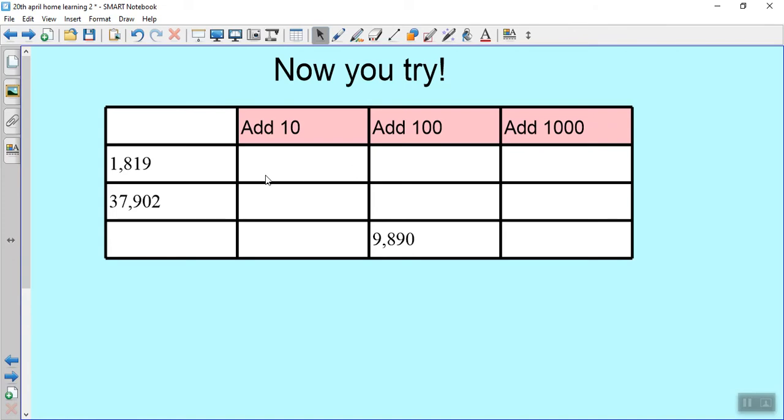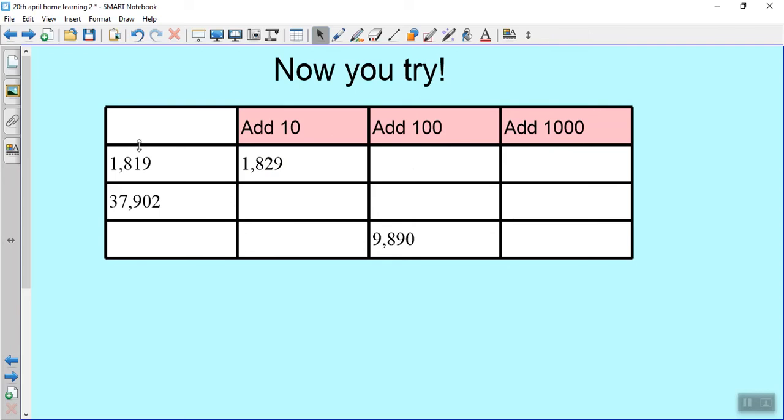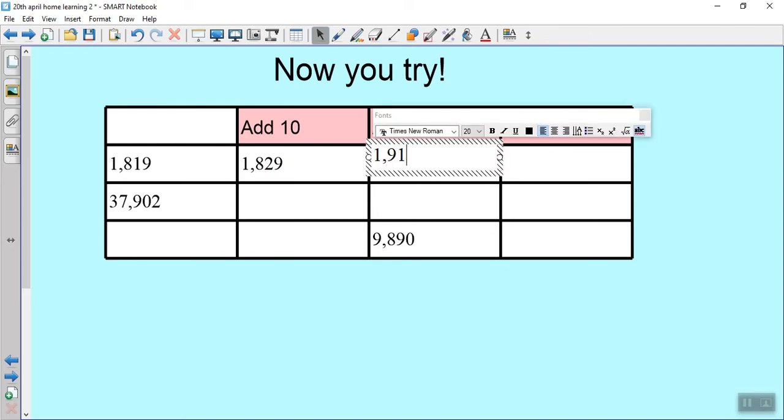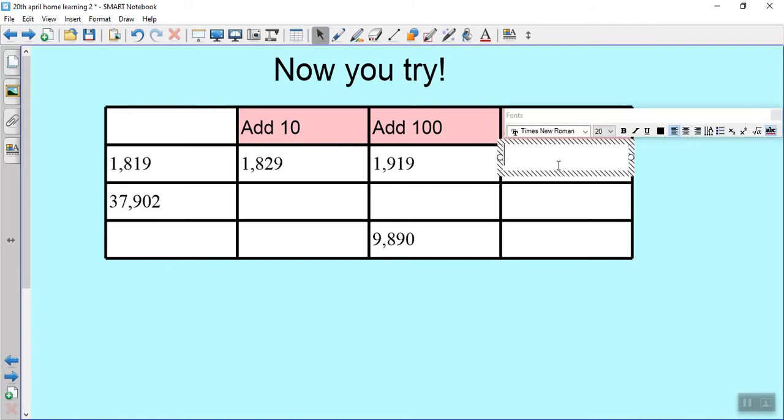Okay, so I'm going to add 10. This is my tens column. I'm going to add 1 to the tens. So 1,829. Over here, I'm going to add 1 to the hundreds. 1,919. I'm going to add 1 to the thousands. This is my thousands column, so it will be 2,819.